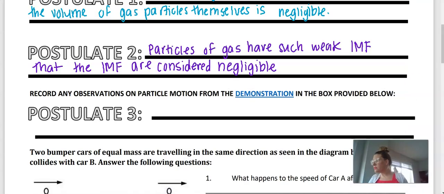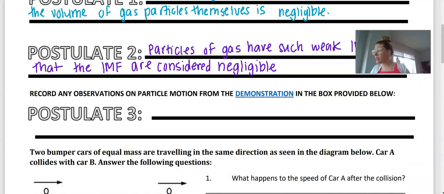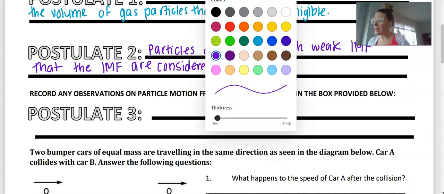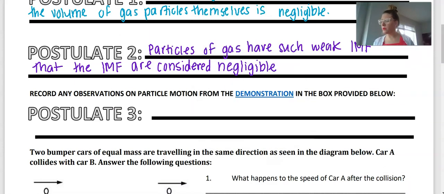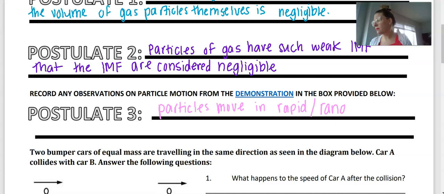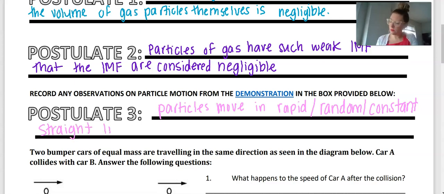This is going to lead us to postulate number 3, which states that gas particles move in rapid, random, constant, straight line motion. Lots of describing terms here. And that takes care of describing how gas particles move.